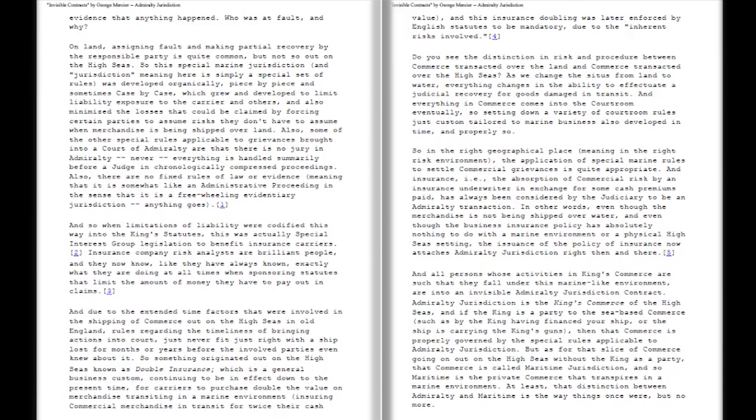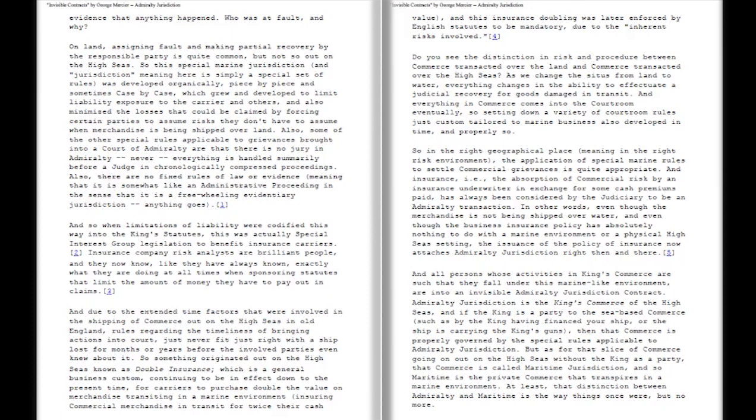And insurance, i.e., the absorption of commercial risk by an insurance underwriter in exchange for some cash premiums paid, has always been considered by the judiciary to be an admiralty transaction. In other words, even though the merchandise is not being shipped over water, and even though the business insurance policy has absolutely nothing to do with a marine environment or a physical high sea setting, the issuance of the policy of insurance now attaches admiralty jurisdiction right then and there.